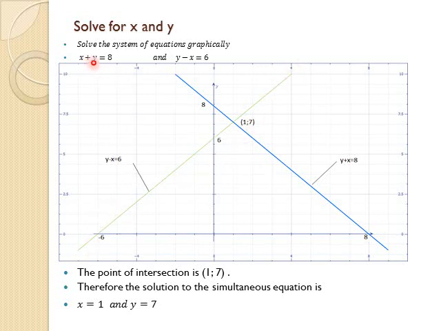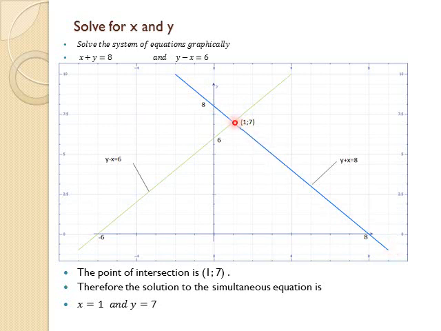If I take x plus y, if I make y 0, x is 8. So when y is 0, x is 8, there's my point. When x is 0, take x away, and then y would become 8. Draw a point there, draw a straight line through it.